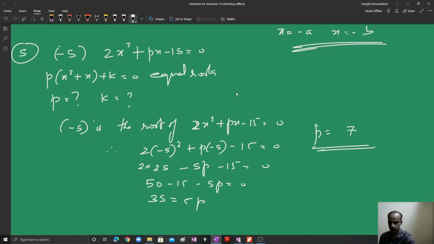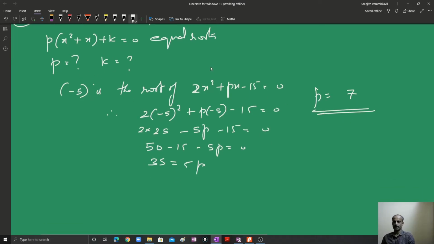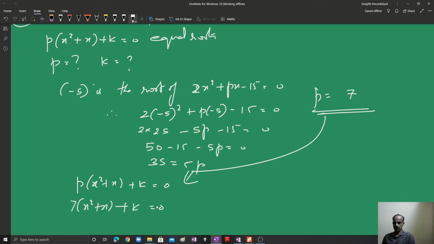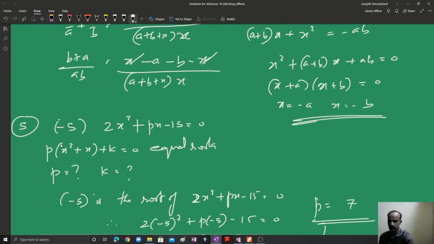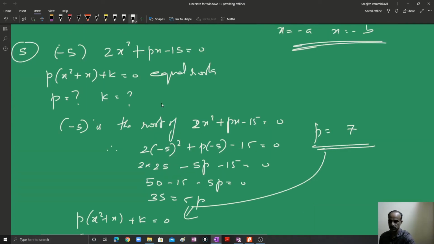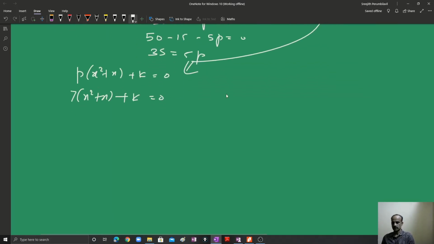Then you have to find the value of k. Substituting this value, we have p into x square plus x plus k equal to 0. Substituting the value of p here, 7 into x square plus x plus k equal to 0. The given condition is that this particular equation has equal roots. So first let us put it in the standard form: 7x square plus 7x plus k equal to 0.